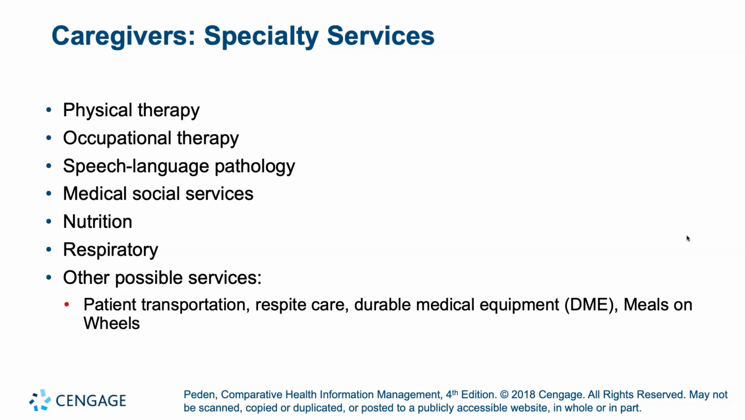You may have physical therapists, occupational therapists, speech language pathologists. Those all come in and provide services as needed, as ordered, as justified by diagnosis. You have medical social services, sometimes nutrition or a dietitian. Respiratory therapists sometimes make home visits. And then there are other possible services that can be provided, like patient transportation, respite care, DME, Meals on Wheels. So those are additional things that might possibly be covered. Might, not guaranteed. And often not, I will be honest and say.